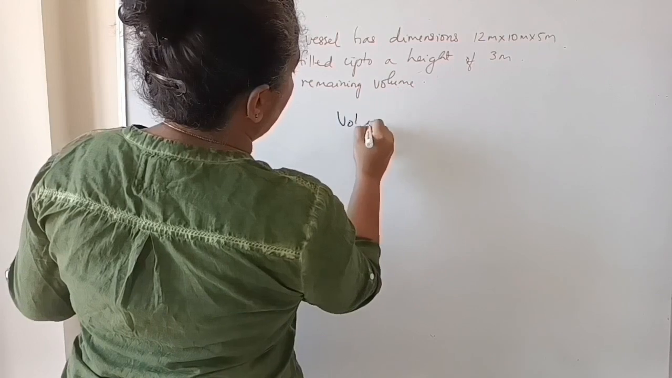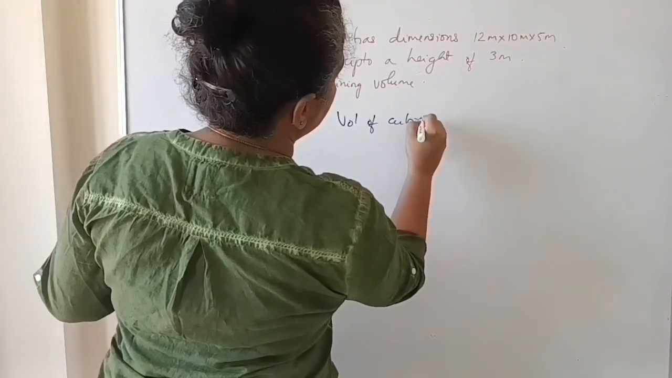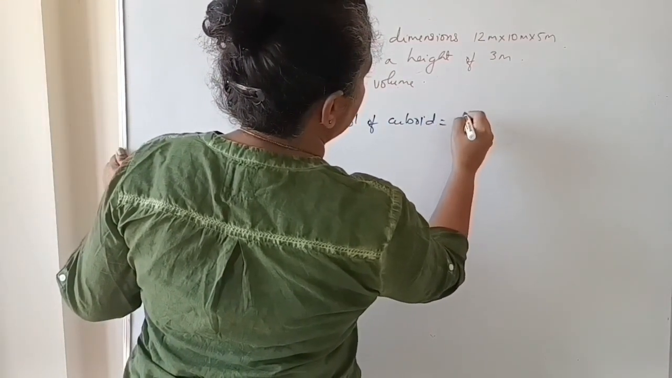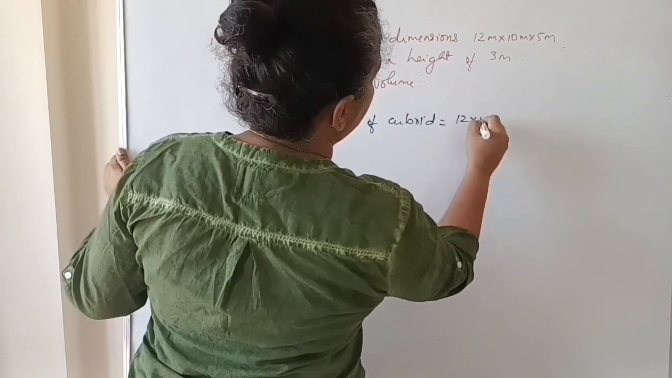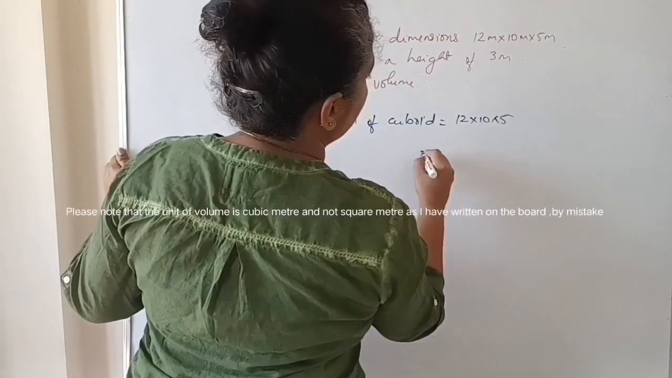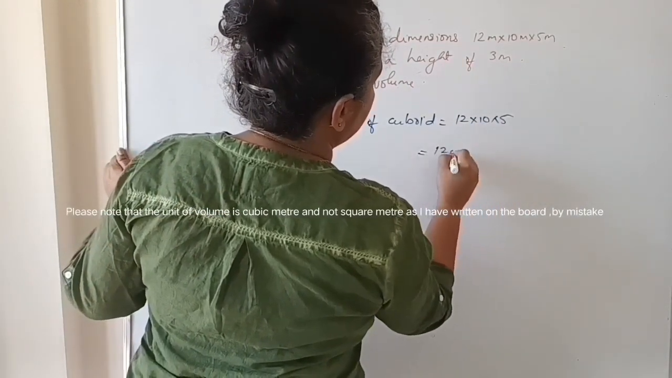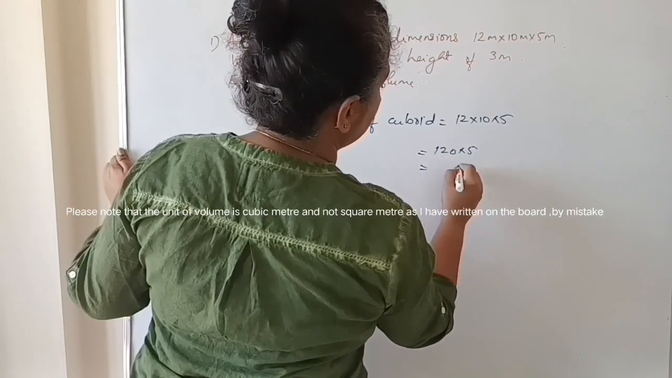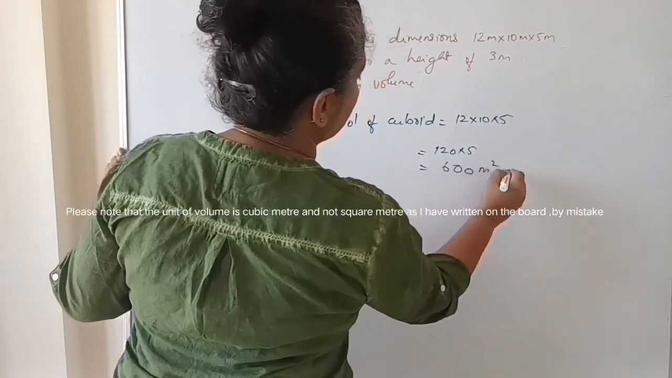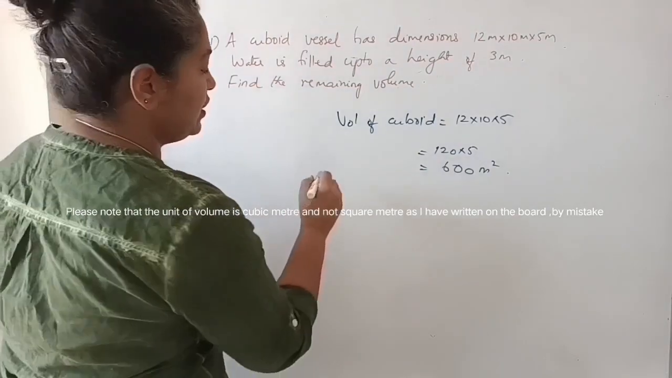So volume of the cuboid is 12 into 10 into 5. So I will get 120 into 5, 600 meters square. This is the volume of the cuboid.